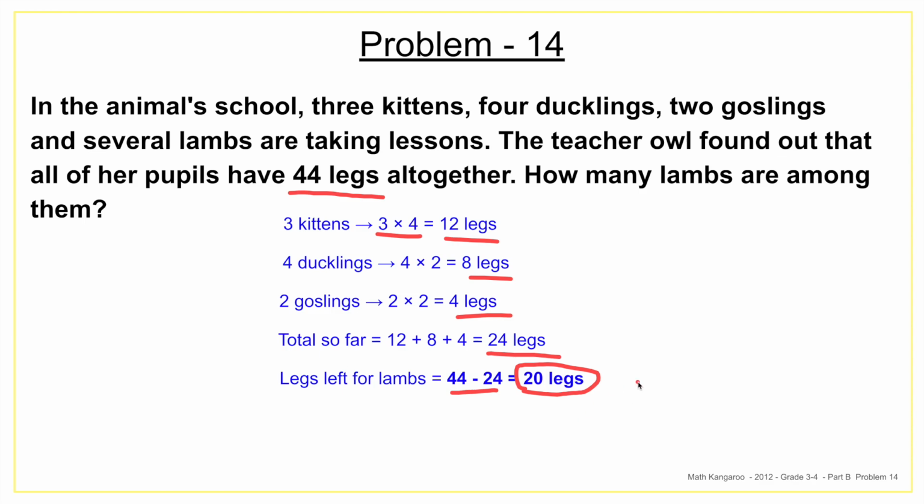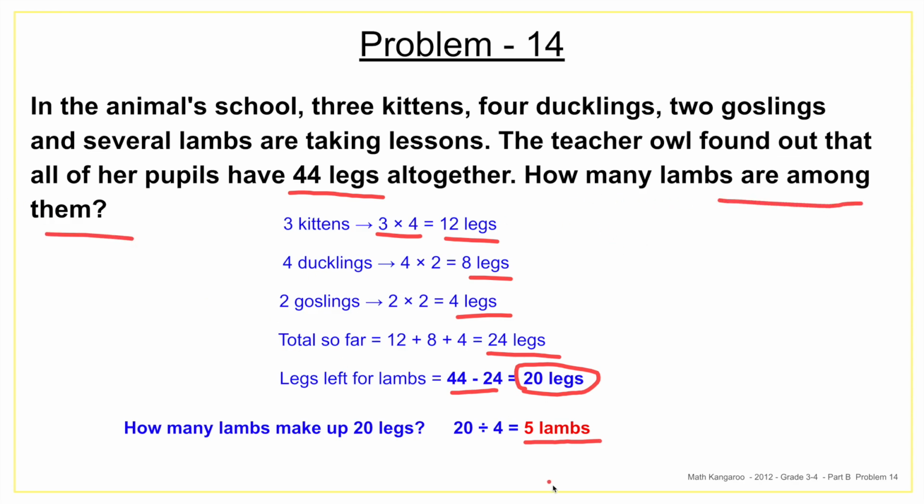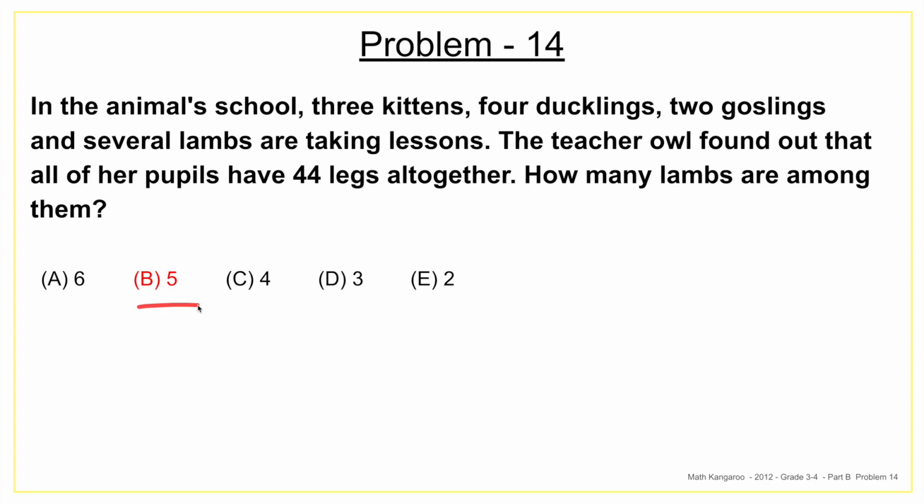But each lamb has 4 legs. So we divide 20 by 4, which gives us 5 lambs. So the question is, how many lambs are among them? There are 5 lambs among them. So our answer is option B, 5.